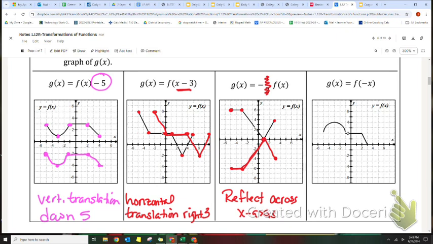And then g of x equals f of negative x. So now my x's are changing signs. So you look at the 2 circles I drew there. If my x's change signs, I'm going across that y-axis. So this is a reflection across the y-axis.